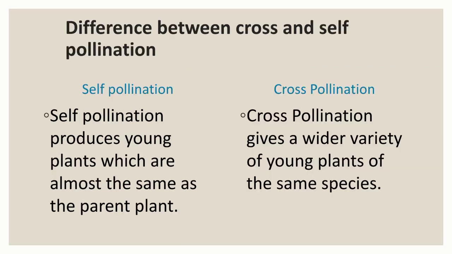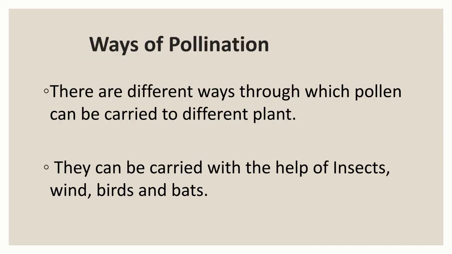The main difference between self-pollination and cross-pollination is that in self-pollination, young plants are produced which are almost the same as parent plant, while in cross-pollination, wider varieties of young plants of the same species are formed. There are basically different ways through which pollen grains can be transferred to different flowers. They can be carried with the help of insects, winds, bats, and birds.